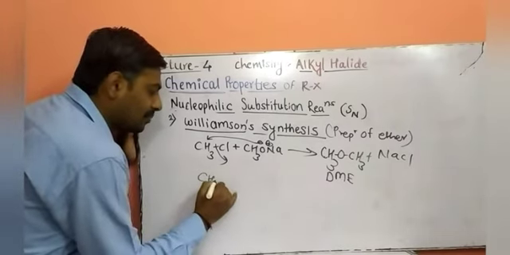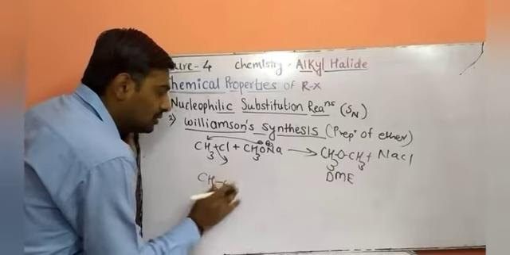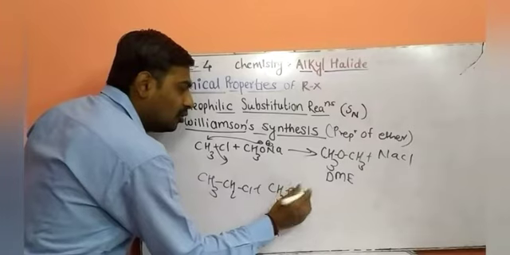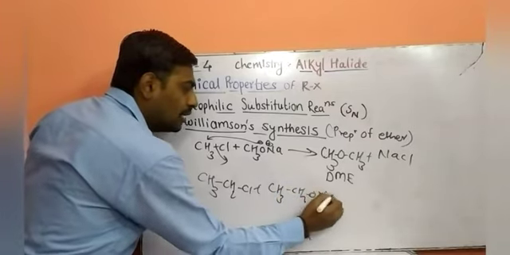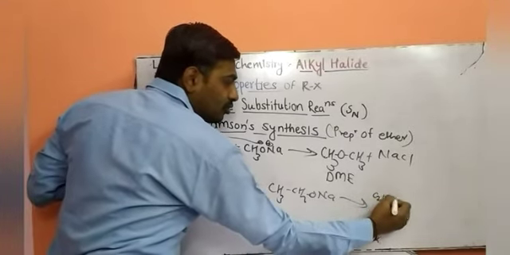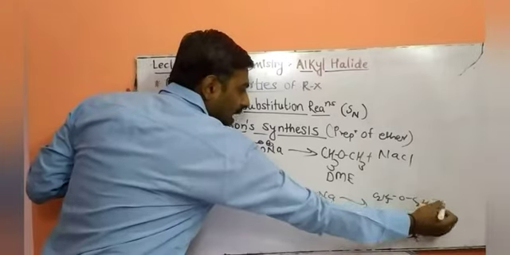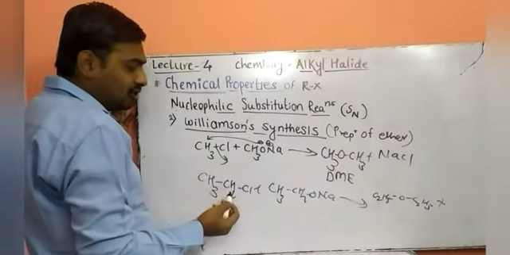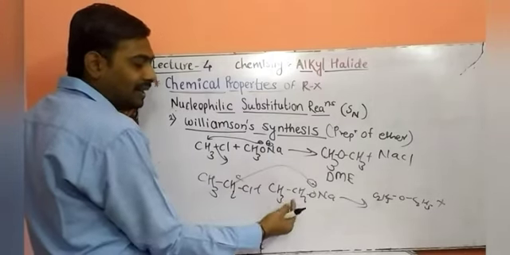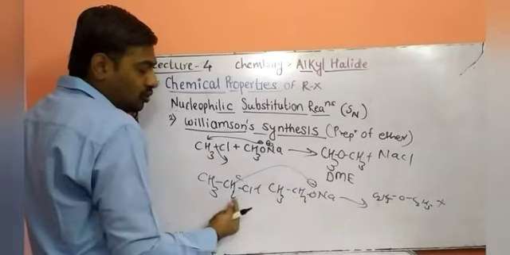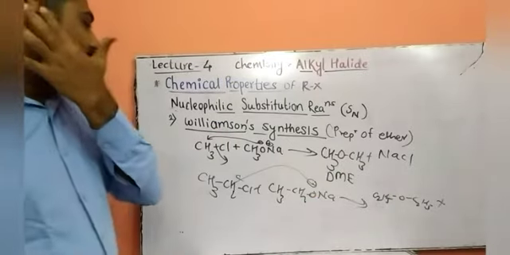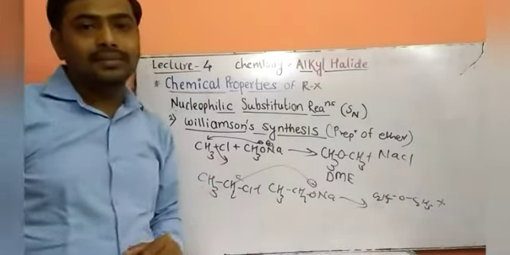Second one, CH3CH2Cl reacted with CH3CH2ONa. So what does it give? Diethyl ether, C2H5OC2H5, and NaCl as a byproduct, again the same. CH3CH2 is also called C2H5. Again, the oxygen will attach to this carbon atom. So what will you get? CH3CH2OCH2CH3. This compound will be formed as the product. The reaction is called Williamson synthesis.